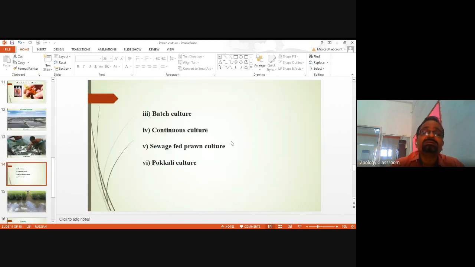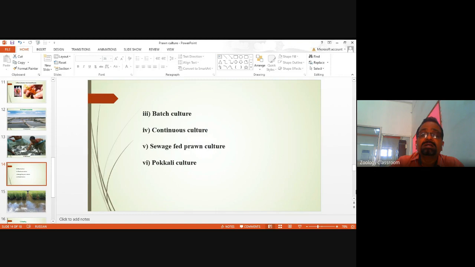Okay. So another method is the batch culture. Now, in batch culture, the pond is stocked twice in a year, and two crops are made. The pond is stocked with the post larvae, and after 6 months, the entire prawn crop is harvested, and ponds are dried, drained, and again prepared for stocking. And then the second batch of post larvae is stocked and harvested after 6 months. So in a year we can have two batches of the prawn culture, and it depends on the availability of the ponds, the area, and the water resources, and only then such type of batch culture is followed.